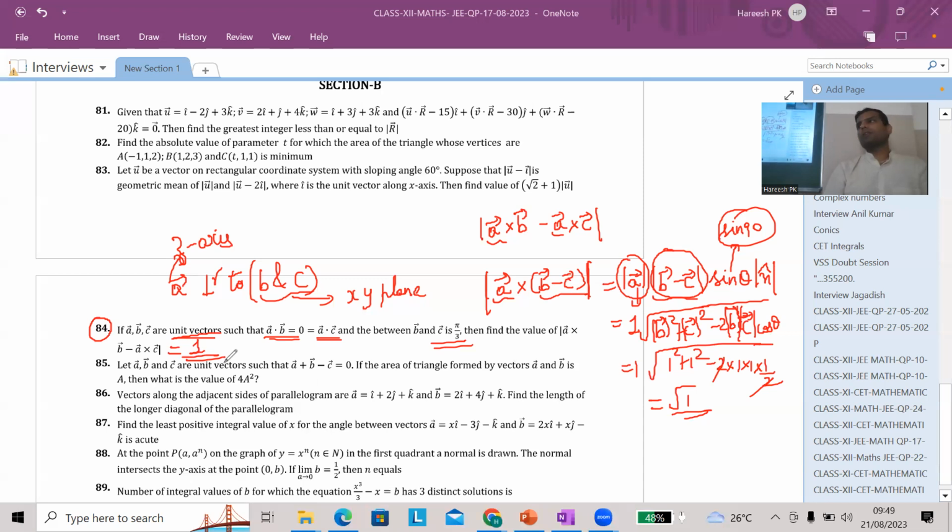Most of them have made this mistake. Many have written 0 as the answer. 0 is not the answer. Because A cross B is mod A, mod B, sin theta, n cap. And n cap is a vector perpendicular to A and B. And that vector will be different from the vector perpendicular to A and C. Both the n caps will be different. You can't cancel the vectors.